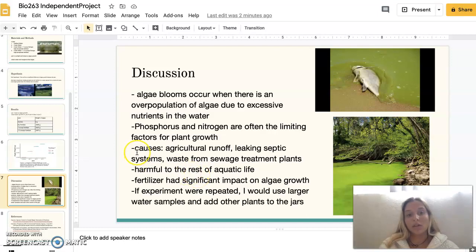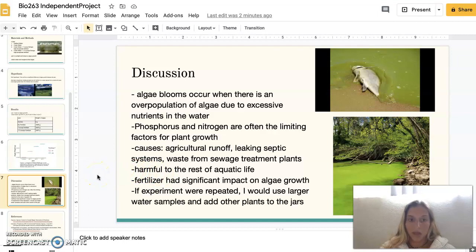And eutrophication is often caused by humans, from things like agricultural runoff, leaking septic systems, waste from sewage treatment plants, and things like that. And again, this is harmful to the rest of the aquatic life. In this photo here, you can see a fish washed up in this green water, so that's probably died from a lack of oxygen because all this green algae in the water is using it up.